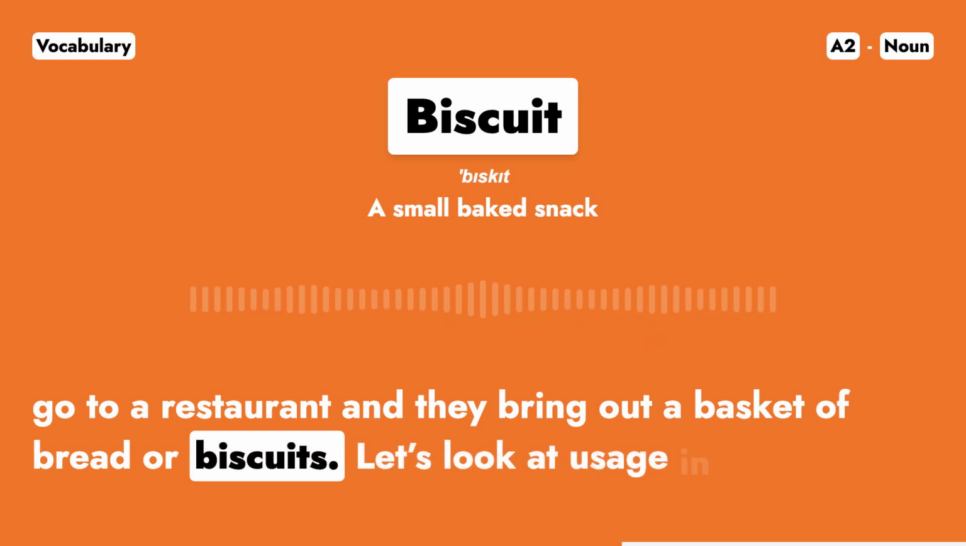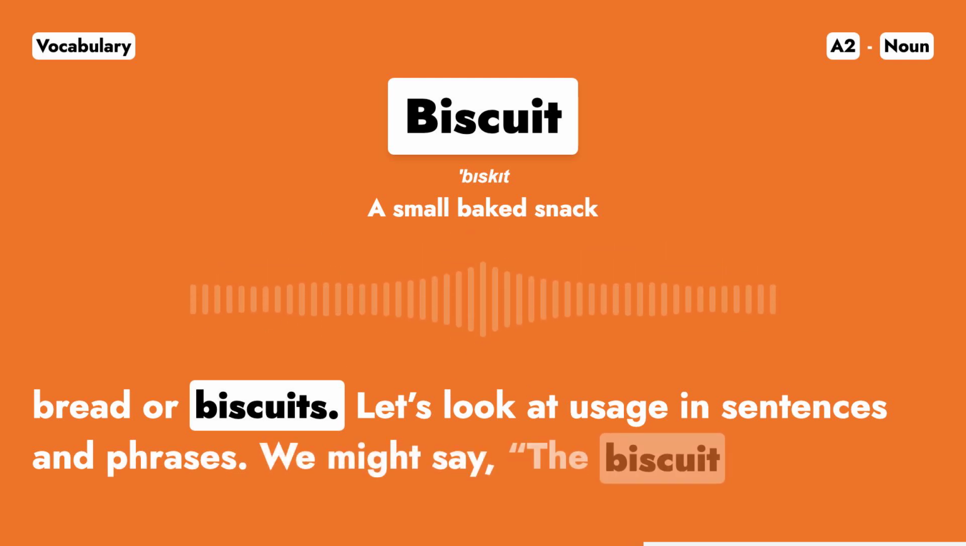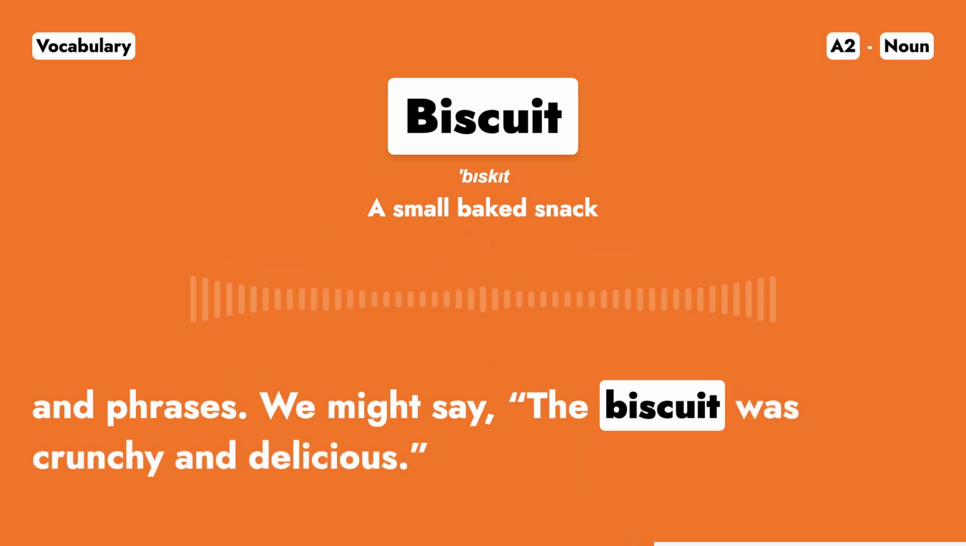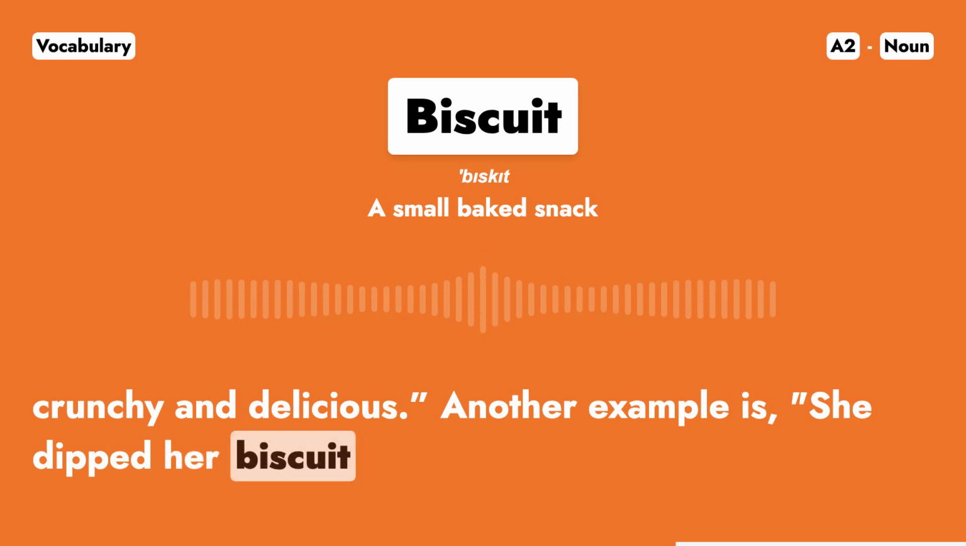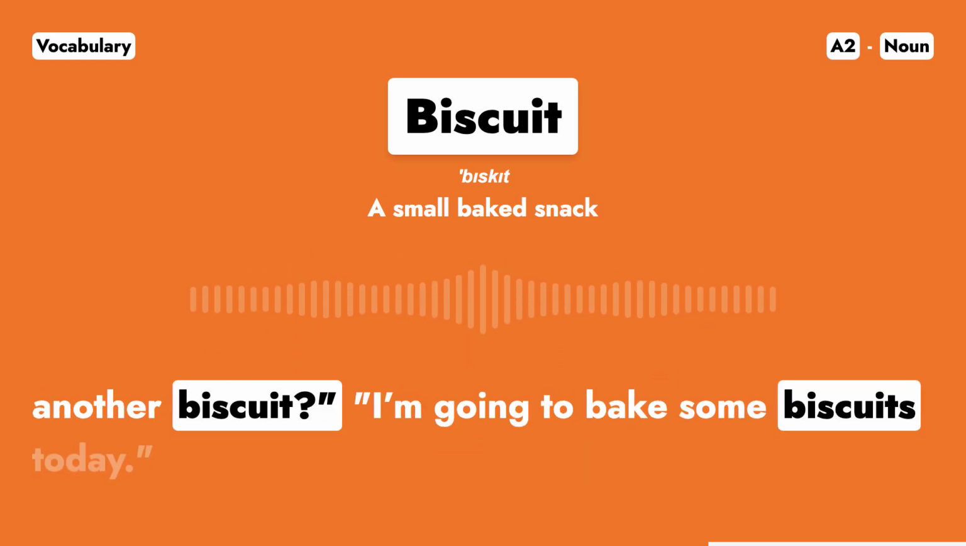Let's look at usage in sentences and phrases. We might say, the biscuit was crunchy and delicious. Another example is, she dipped her biscuit in her milk. Or, would you like another biscuit? I'm going to bake some biscuits today.